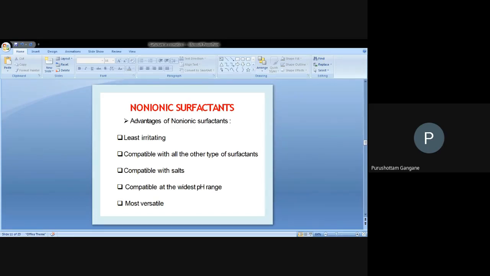So this is about the surfactants. What are the surfactants? What are their properties? We have seen up till now about the anionic surfactants and non-ionic surfactants.